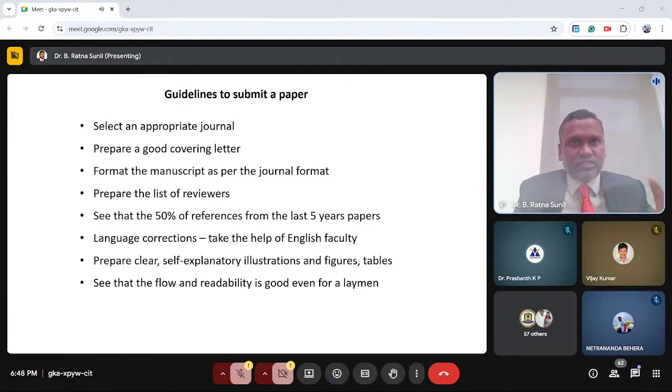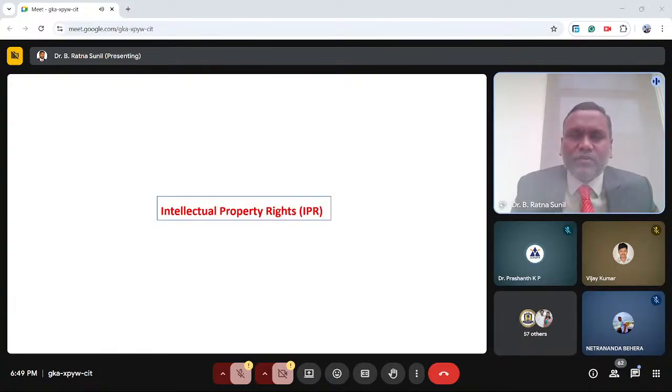So prepare clear self-explanatory illustrations and figures. When I review a lot of journal papers, I see one common comment I give them: the figures are not clear, the legends are not clear, the labels, the text, the numbers in the figure or in the chart are not clear. It should be readable. Therefore, prepare beautiful illustrations with a large font size and good color contrast. And then the flow and the readability should be good. That's about some suggestions for writing a good paper and publishing.